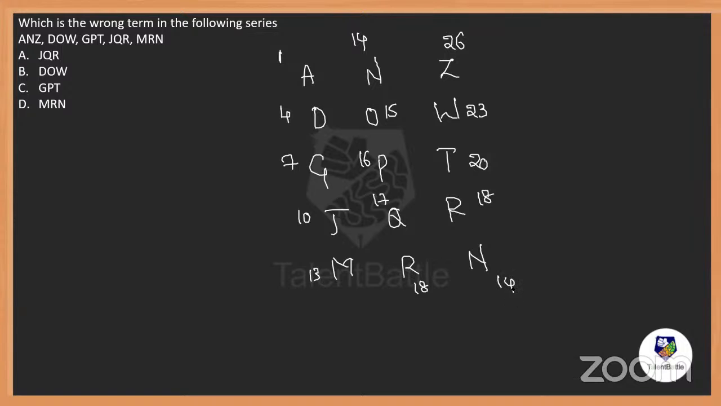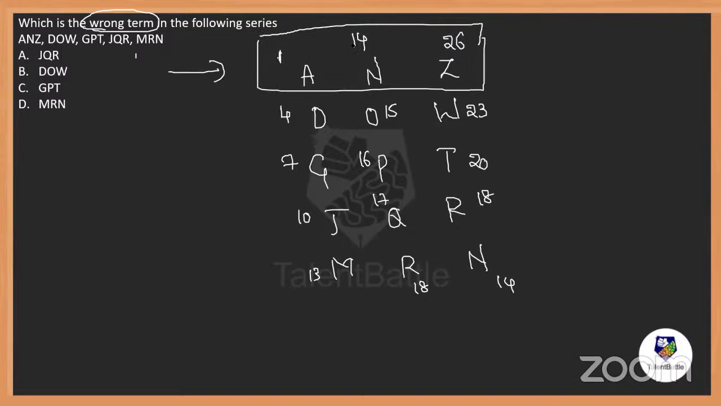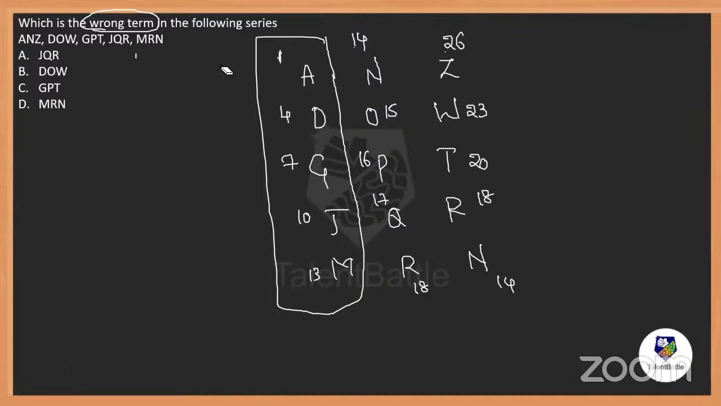Now, first thing, we need to observe the logic. How is the logic going on? We need to identify the wrong term. Sometimes the logic can be like this, but 1, 14, 26 have a huge difference, so those are not connected that way. Here, if you observe, how much is the difference from the first term to the second term? 1 plus 3 is 4, 4 plus 3 is 7, 7 plus 3 is 10, 10 plus 3 is 13. Everything is fine here.